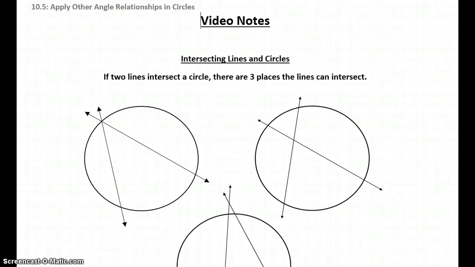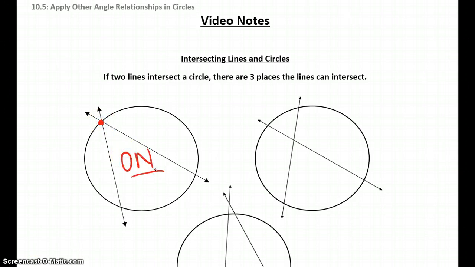Hey Geometry, so today we're going to talk about 10.5, applying other angle relationships in circles. First I'm going to show you the different ways that lines will intersect with a circle: inside a circle or outside of a circle. So the first one we're going to talk about is when two lines intersect on the circle.